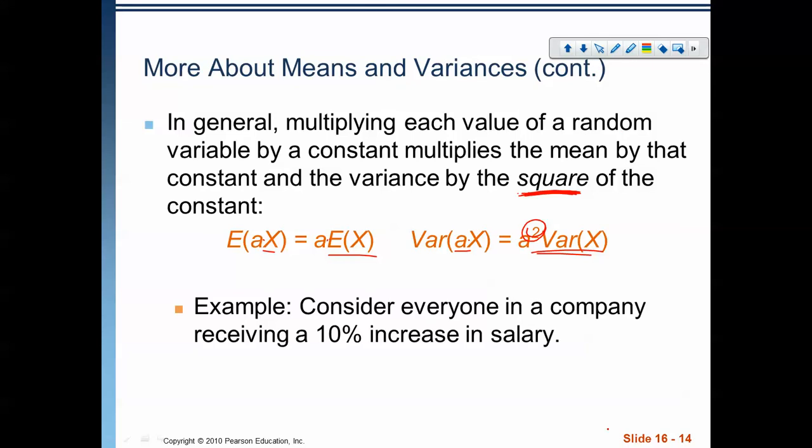An example of this would be everybody in our company receives a 10% increase in salary. That means our constant would be 1.1, and we would multiply that by the expected value, or the average value of salaries, and that would give us the new average salary. And for the variance, we'd multiply by 1.1 squared times whatever the variance is, and that would give us the new variance.